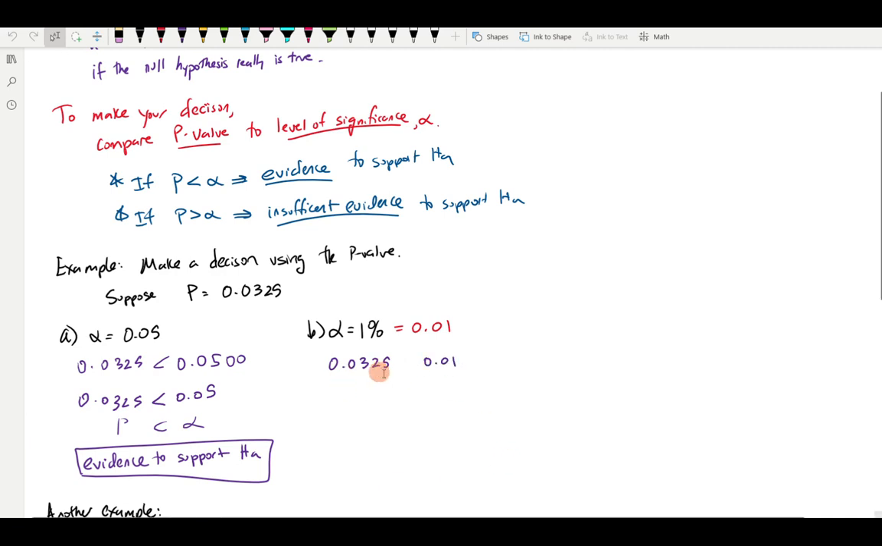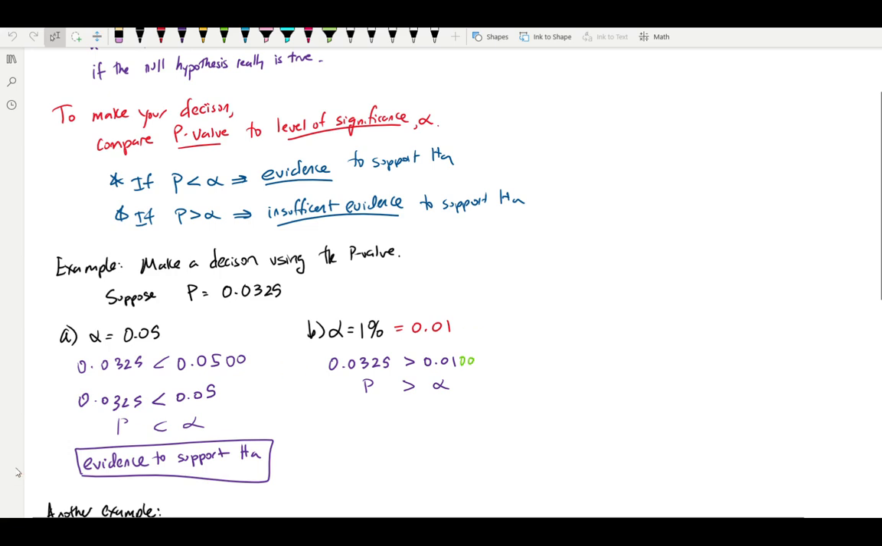The question is, which one is larger? Again, I could use this trick if I want to keep adding zeros until they both have the same number of digits. This one has 4 digits, so I would add 2 more extra zeros to there and say that, yeah, 100 is less than 325, so that means that 0.0325 is less than 0.01. Sorry, I said that wrong. 0.0325 is greater than 0.01, the thing that I wrote. 325 is larger than 100. And so this means in this case that my p-value is greater than the level of significance. P is greater than alpha. This would be, therefore, insufficient evidence to support the alternative hypothesis.